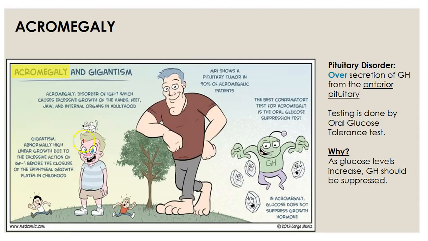Acromegaly, there is not a star anywhere here. The only thing you need to know really about this condition is that it is an oversecretion of growth hormone from the anterior pituitary. Testing is usually done by the oral glucose tolerance test. And why is that done? It's because as the glucose levels increase, growth hormone should be suppressed.